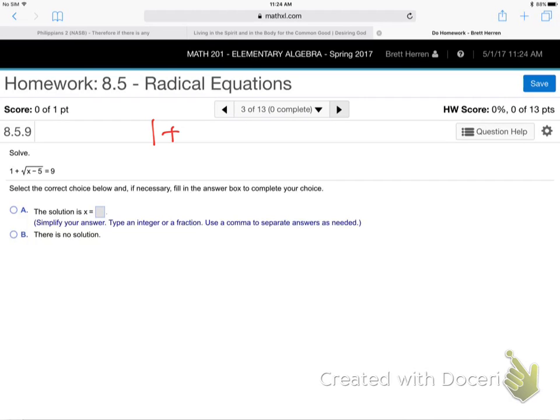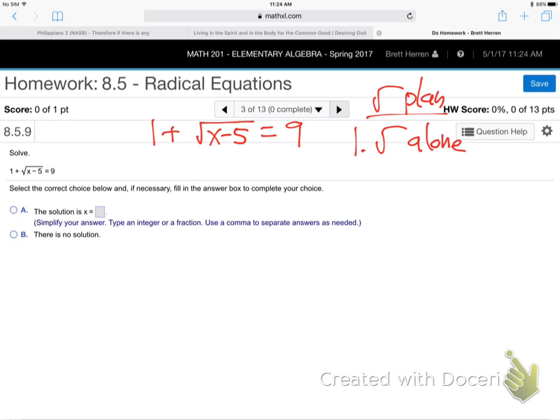Okay, so 1 plus root of x minus 5 is 9. So what's the root plan? Step number 1 is root alone. Step number 2, second power both sides. So step number 1, you've got to get that root alone before you second power. What do I mean alone? No, I mean get rid of that 1 that's over there.